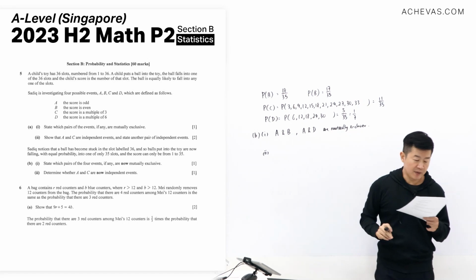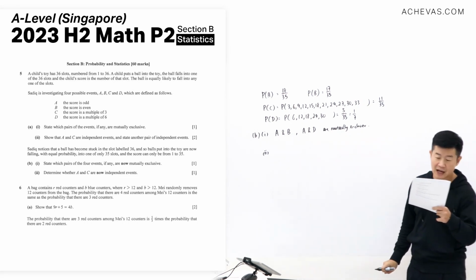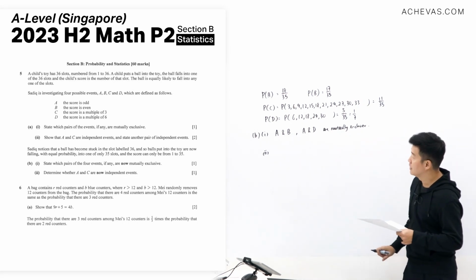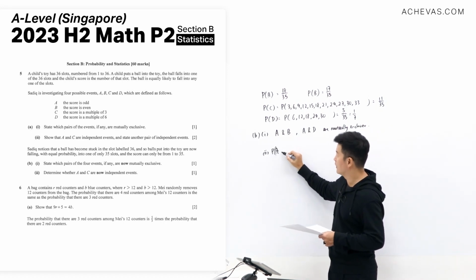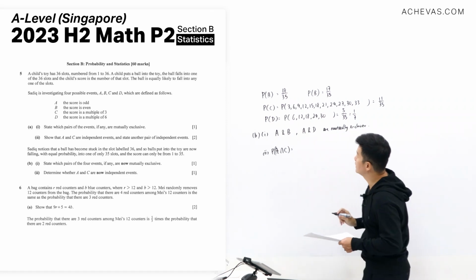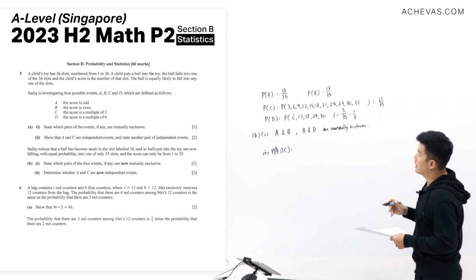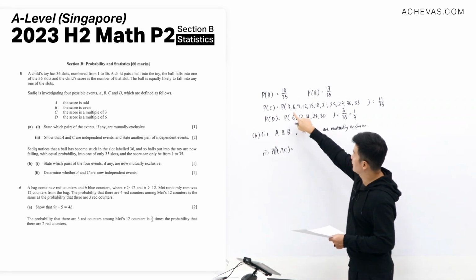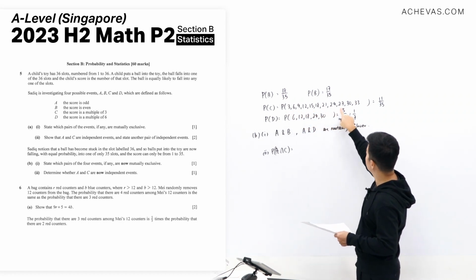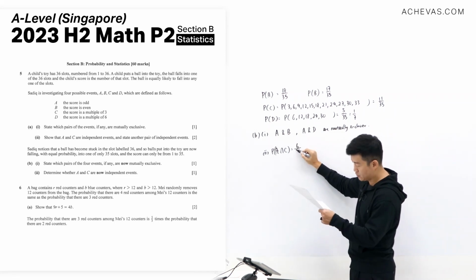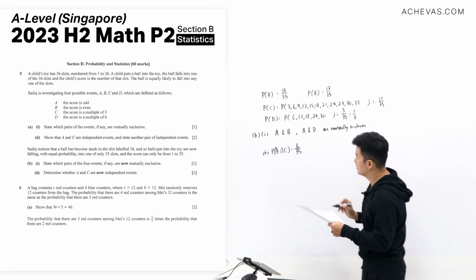Part 2, determine whether A and C are now independent. So we are going to use the same strategy. We are going to try to find the probability of A and C first. So A are odd numbers. For C, we are looking at 1, 2, 3, 4, 5, 6. So it will be 6 over 35.